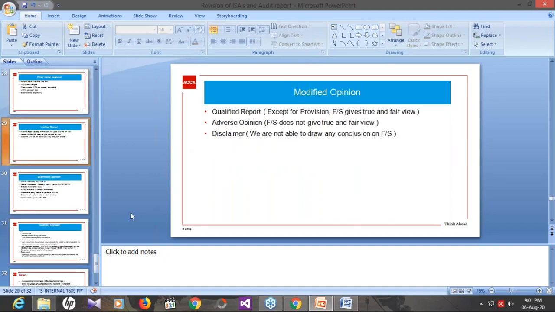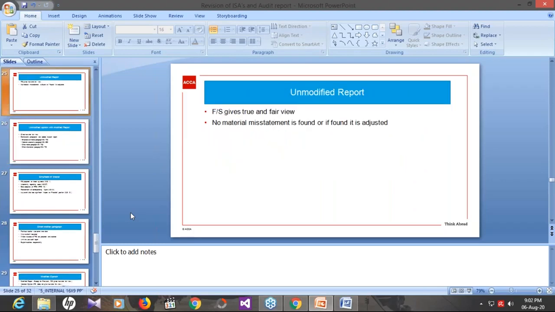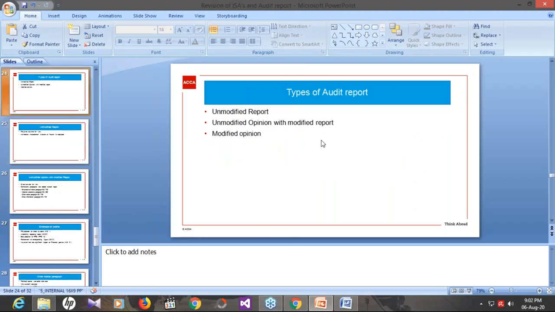This is modified report. So we have to evaluate which one of the audit reports we will issue. We cannot go for unmodified report because we have found a misstatement here. Now this is unmodified opinion with modified report. This is issued when management has prepared financial statements correctly, but we need to emphasize some matter. So this is also not the case.